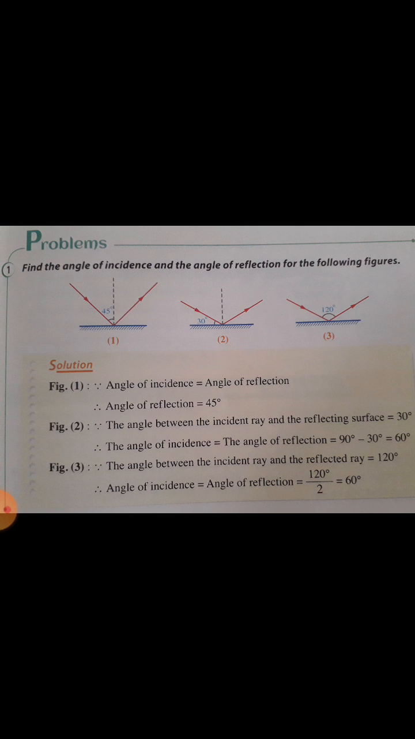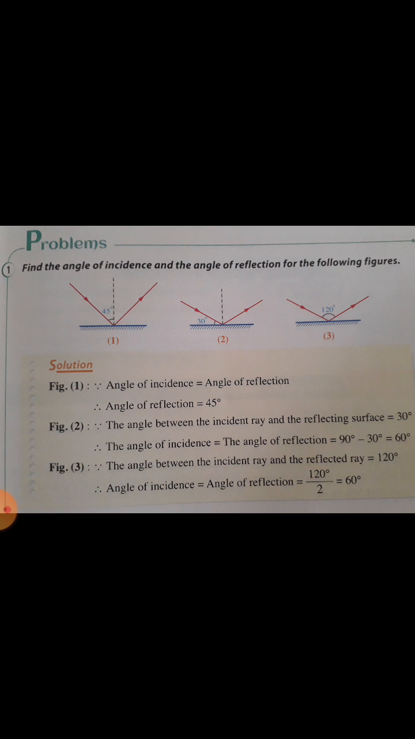Here we have some problems on light reflection. Find the angle of incidence and the angle of reflection for the following figures. In figure number 1, angle of incidence is 45, so angle of reflection equals 45.